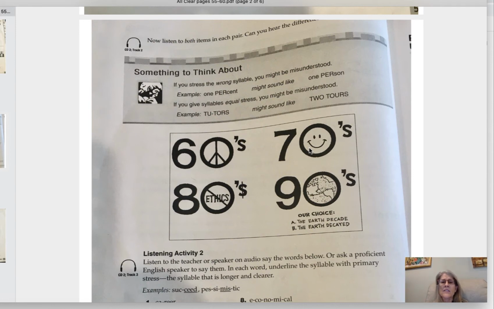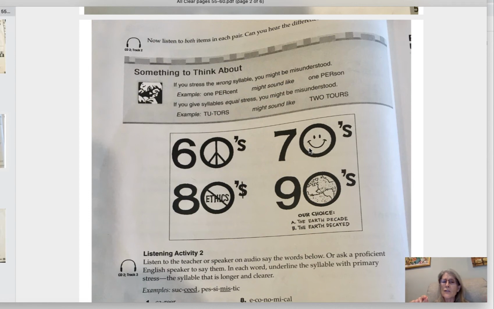1% might sound like one person. If you give syllables equal stress, you might be misunderstood. Tutors might sound like tutors, like two tours. Like I'm going to go on 2 tours instead of 1 tour, tutors, 2 tours. So you have to say tutors.